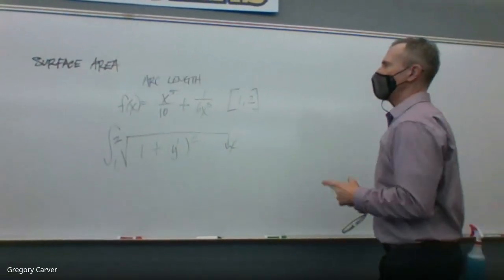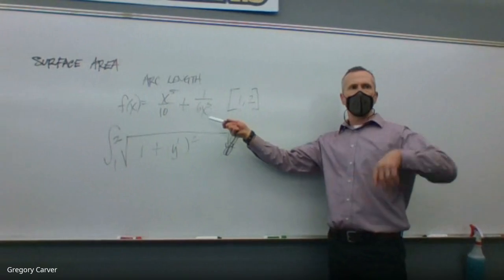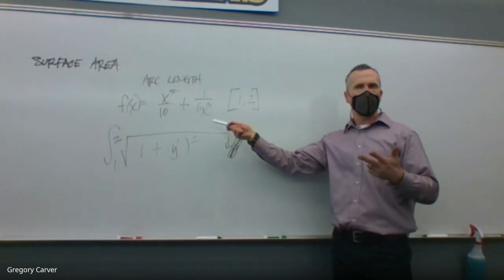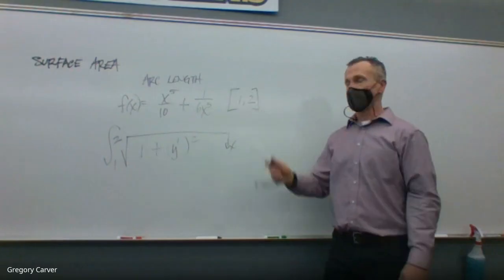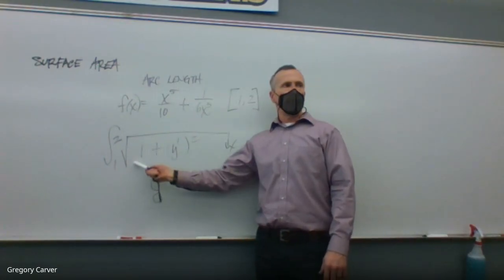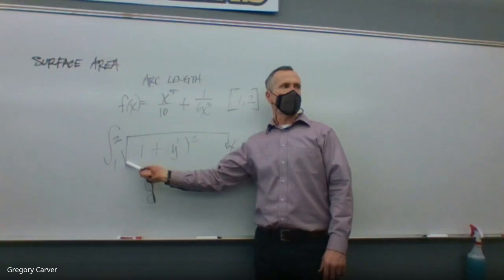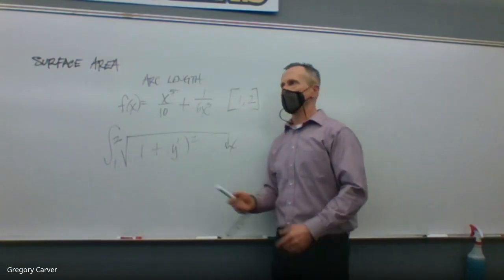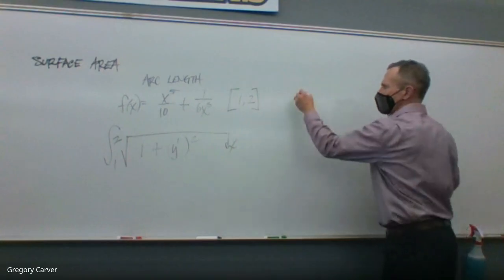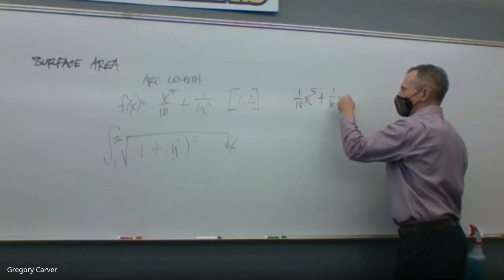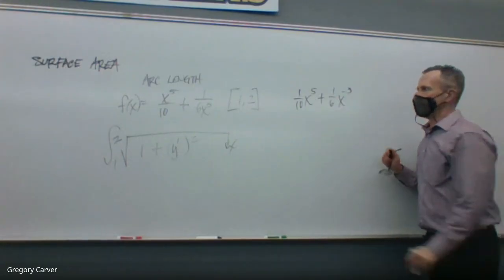So first thing I'm going to do is derive this. Then I'm going to square it. Then I'm going to add 1 to it. Let me say this again. I'm going to derive it, square it, add 1 to it and put that expression into my root. Okay, here we go. I'm going to write this as 1/10 x to the 5th, and I'll write that as 1/6 x to the negative 3. This is y.